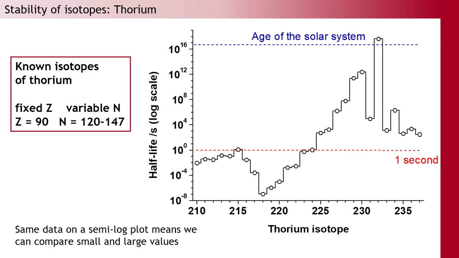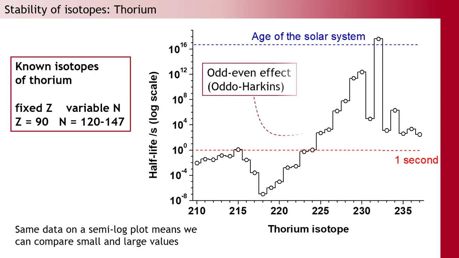First of all, these variations are not smooth. They do not decrease uniformly on either side of the most stable isotope. Notice that from 230 upwards there is a very pronounced up-down effect. Next to a relatively stable isotope is a relatively unstable one, and vice versa. Thorium is atomic number Z equals 90, an even number. And it is the isotopes with an even number of neutrons that are more stable, while isotopes with an odd number of neutrons are less stable. This odd-even effect is related to the Oddo-Harkins rule.